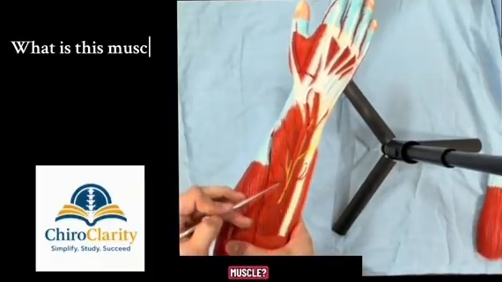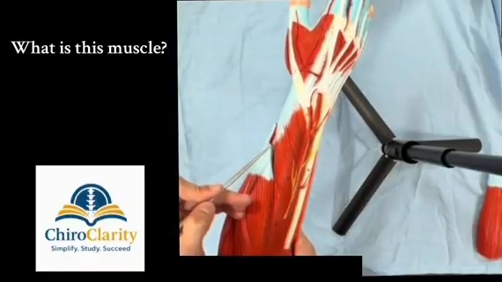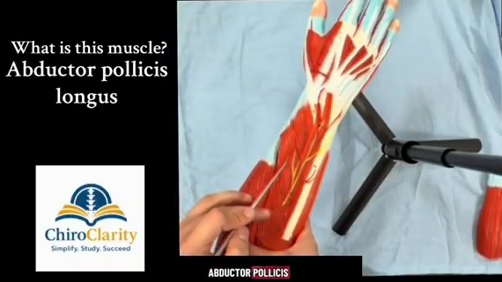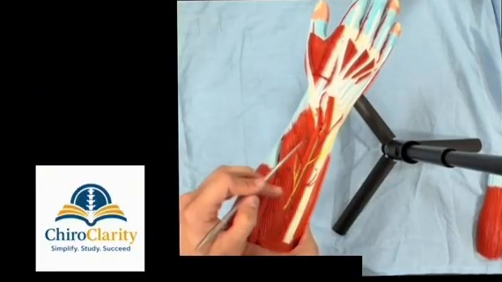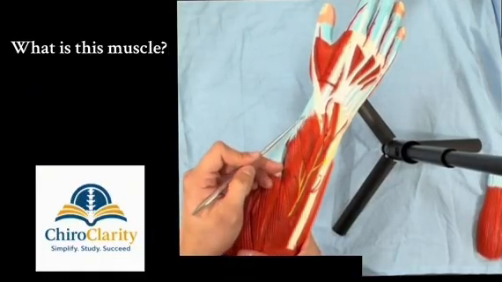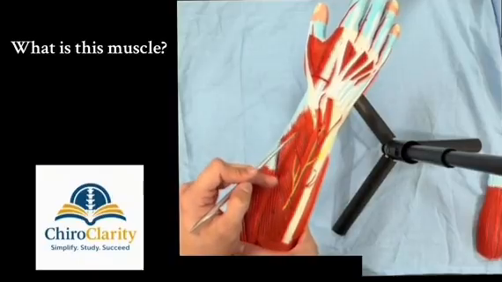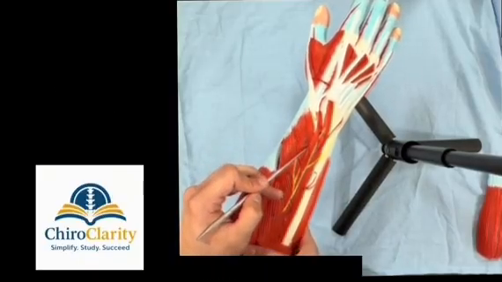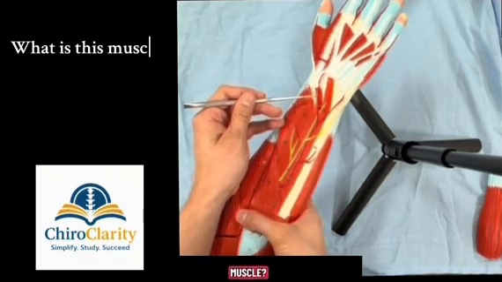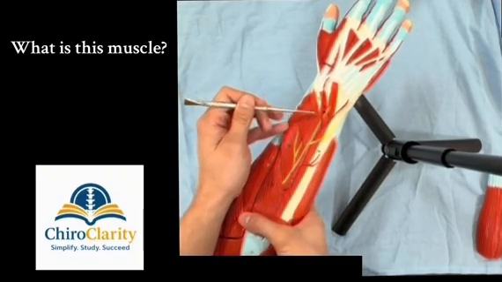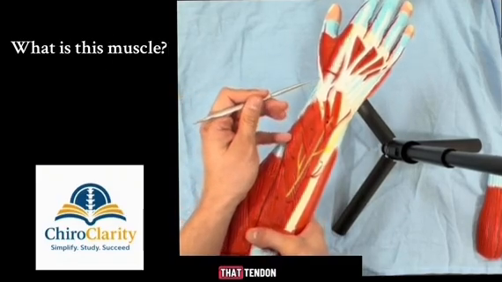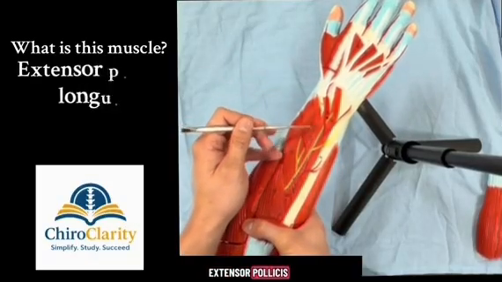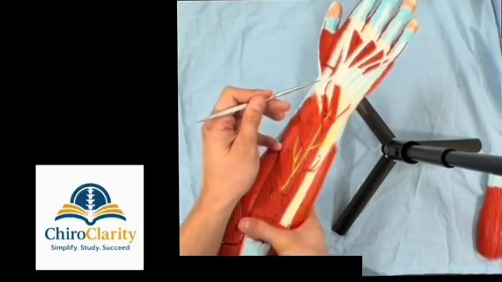What is this muscle? This is our abductor pollicis longus muscle. What is this muscle? This is our extensor pollicis brevis muscle. What is this muscle? That tendon. This is our extensor pollicis longus muscle.